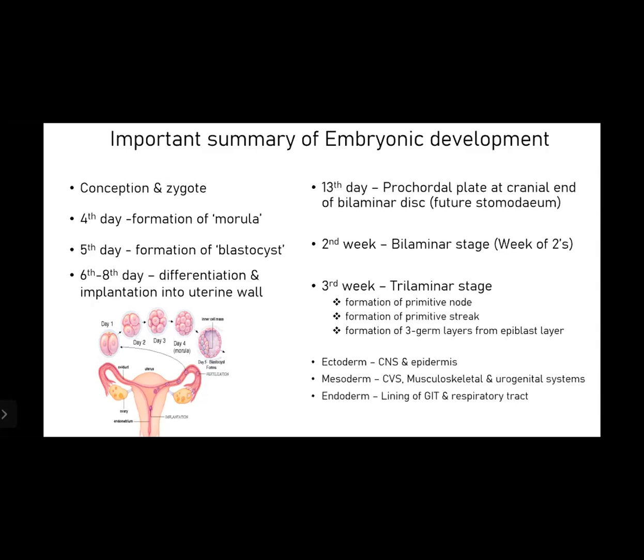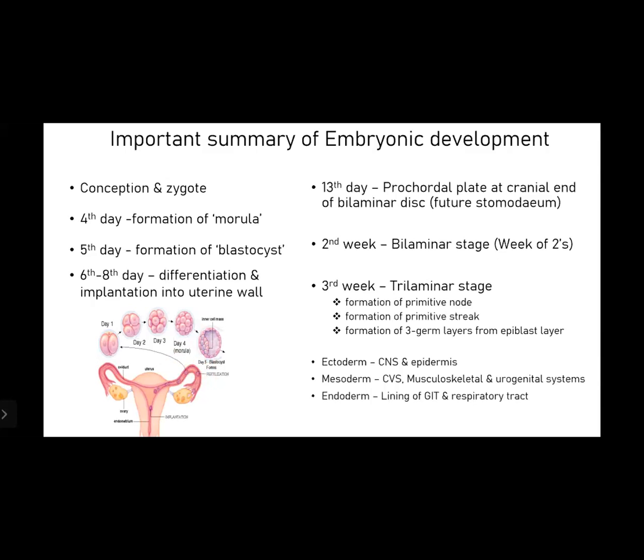Okay, so you know that as well. You probably already learned that in basic embryology. And on the 6th to 8th day, you have differentiation and implantation into the uterine wall. So what you need to remember is that conception actually takes place around the area called the ampulla. Then from there, the zygote traverses all the way and gradually gets implanted into the uterine wall.